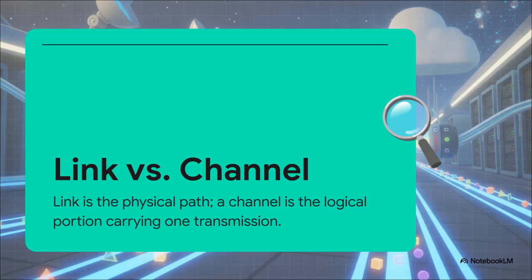Before we talk about complex multiplexing, the absolutely crucial starting point is understanding the fundamental difference between a link and a channel. They are not the same thing. Think of the link as the actual, tangible, physical path. It's the copper wire you can hold in your hand, the fiber optic cable buried underground, or even the air itself in wireless communication. That is the physical asphalt of our highway. A channel, on the other hand, is completely logical. It's the logical portion of that link dedicated to carrying one specific transmission. These are the designated traffic lanes painted right onto that asphalt. So we only have one physical pipe, but through the magic of multiplexing, we can logically carve it up to carry multiple simultaneous streams of information.